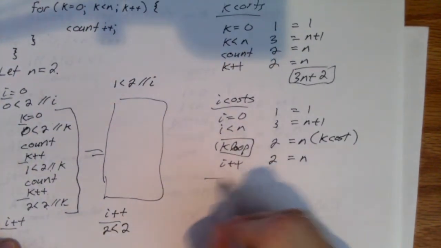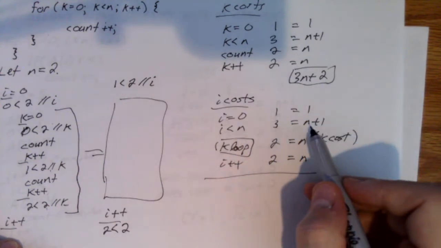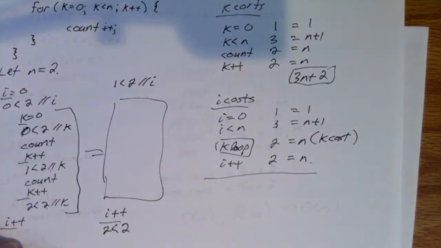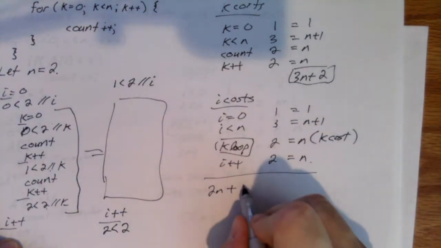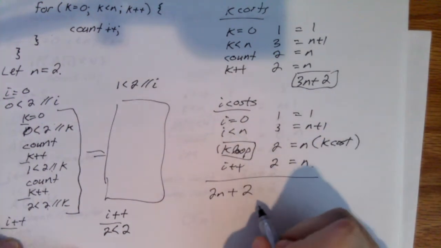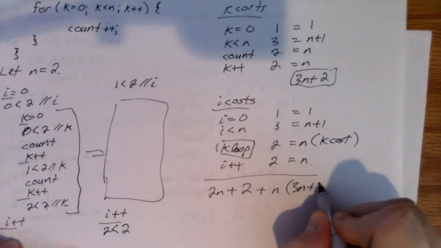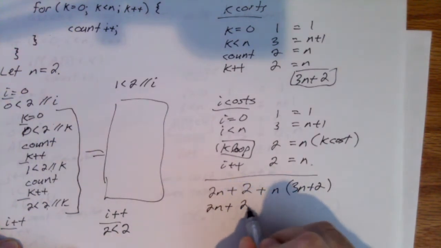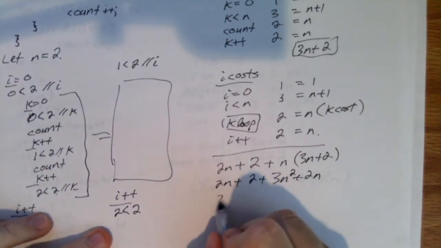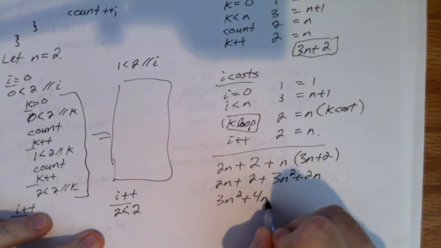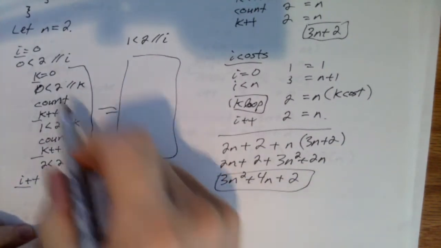So now what do we have for the total costs? Well, for the I part here, let's look at this and this. So I have n here, so I have 2n plus 1 and 1 is 2. Plus then I had n times the K cost, 3n plus 2. So that's still 2n plus 2 plus 3n squared plus 2n. We write like this, 3n squared plus 4n plus 2. So that should be the cost for this.